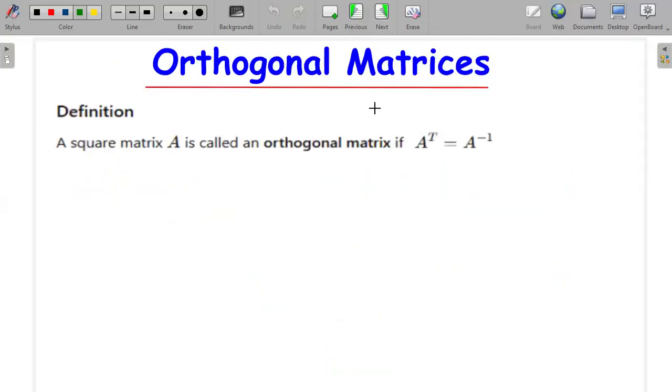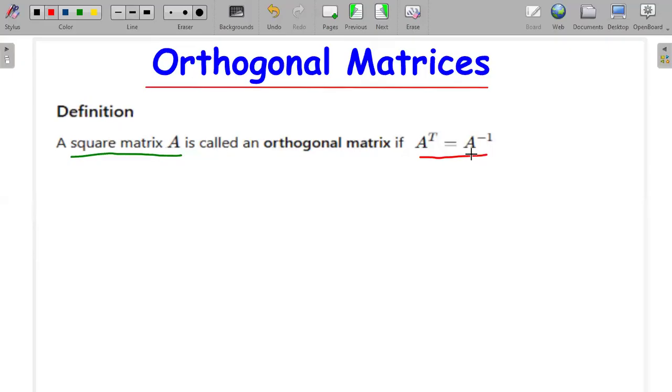And then we move to the orthogonal matrices. Orthogonal matrices are very nice matrices. By orthogonal matrix, we simply mean that for a square matrix A, we have its transpose equal to its inverse. You can see the definition here. I was saying a square matrix A. Don't forget this word here. A square matrix A is called an orthogonal matrix if A transpose is equal to the inverse of A.